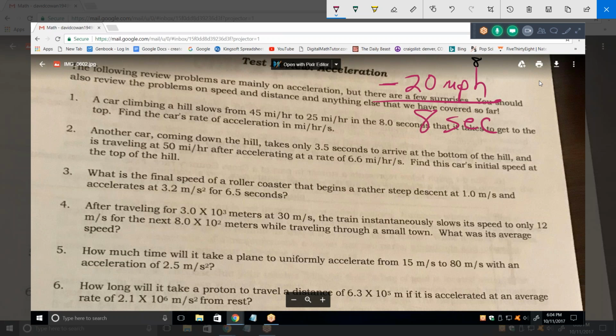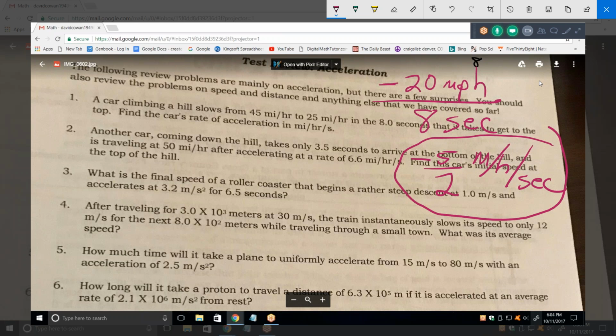If we simplify that, what do we get? Negative 20 eighths, which is negative 5 halves. And notice what the units come out to be. You get miles per hour per second, which is the units of acceleration. That means every single second you're slowing down by 2.5 miles per hour. It takes 8 seconds to slow down to that.